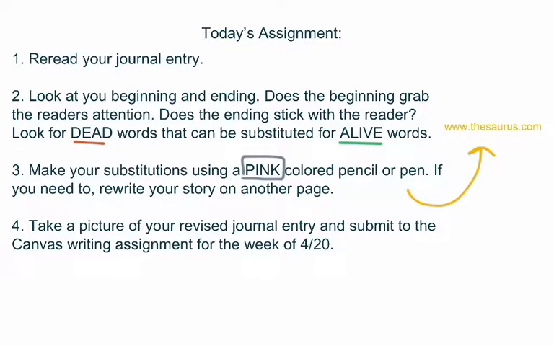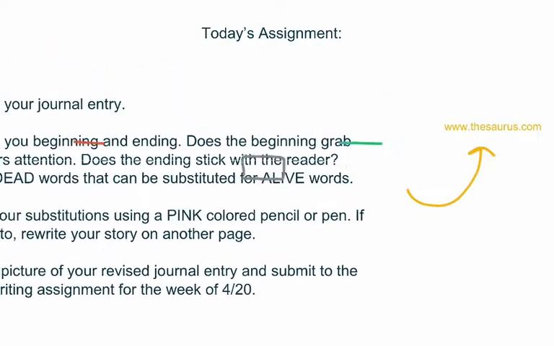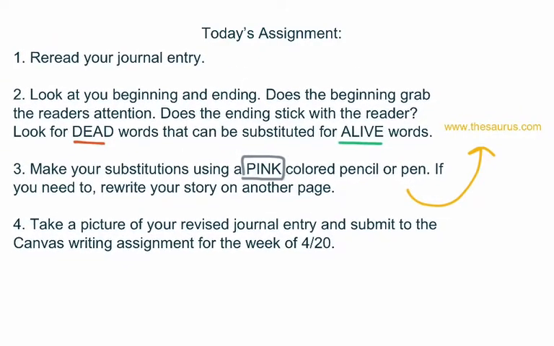So you're rereading, you're looking for the changes you want to make, and then the third step is to make those substitutions using a pink colored pencil or pen. I don't have a pink marker on this app I'm using, so I had to outline it in gray, but I'd like for you to use a pink colored pencil or pen. And if you need to, because I'm changing the beginning and the ending, I'm probably going to rewrite my story on another page because I just don't have a lot of room on the page that's already written on.